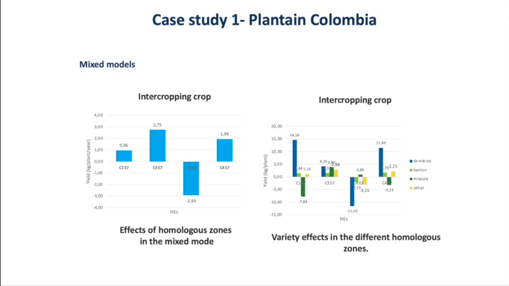In order to explore these groups that we generated, we used the mixed models to try and identify what was the factor that predominated the zone, what was the variety that had the best yield in the zone, and if the behavior was the same in all the zones.